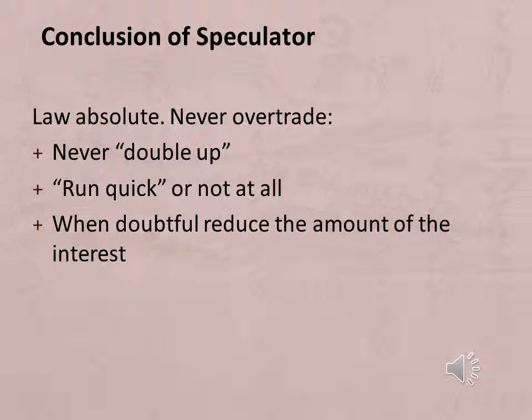The first one is never double up, that is to say, never completely and at once reverse a position. The second is run quick, or not at all, that is to say, act promptly at the first approach of danger, but failing to do this until others see the danger, hold on or close out part of the interest. The third rule is when doubtful, reduce the amount of the interest, for either the mind is not satisfied with the position taken, or the interest is too large for safety.